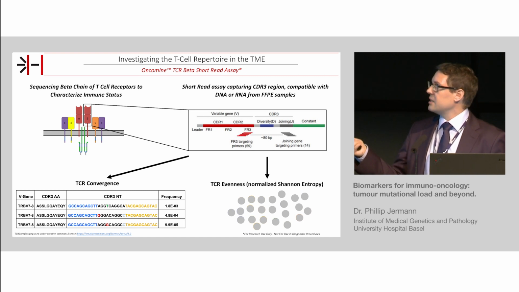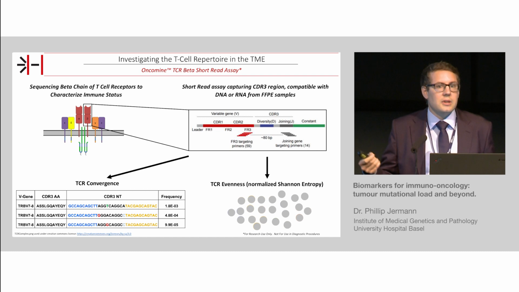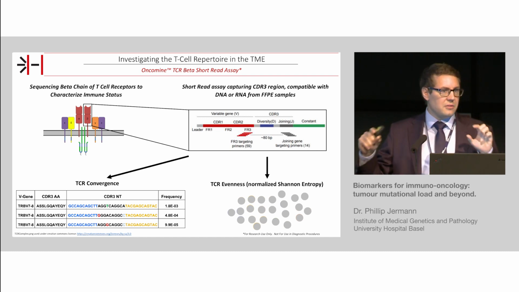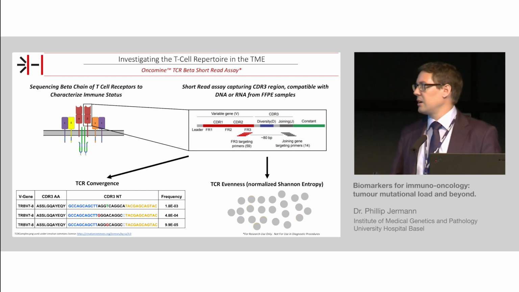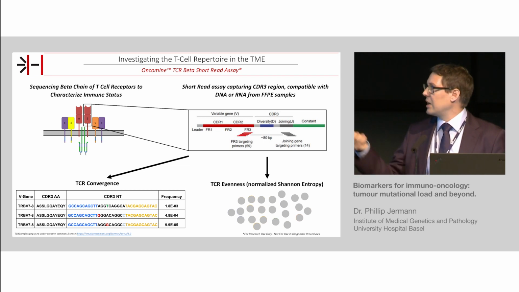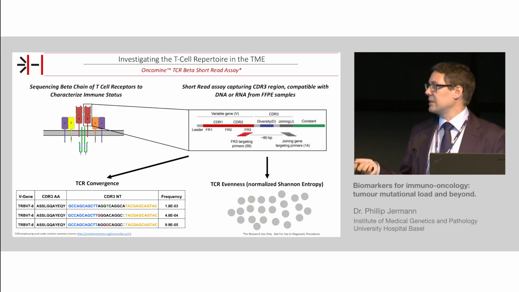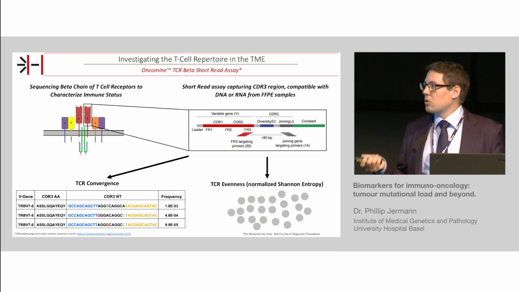Essentially what we look at is the diversity region, which tells us something about the antigen specificity. But now we look at two very specific metrics that we get out of the data generated by this analysis. Again, it's an NGS panel, so we get sequencing data. The first metric is so-called TCR convergence. Now, what is TCR convergence?